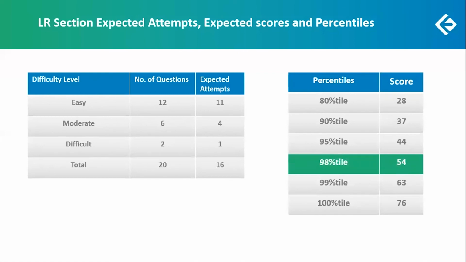Look at this table here. 54 is 98. This is the value which is highlighted in this table. 99 percentile you can get at a score of 63, and 100 percentile you can get at a score of 76. 95 is available at 44, 90 is at 37, and 80 percentile is at a score of 28. So these are the sectional percentiles for the LR section.